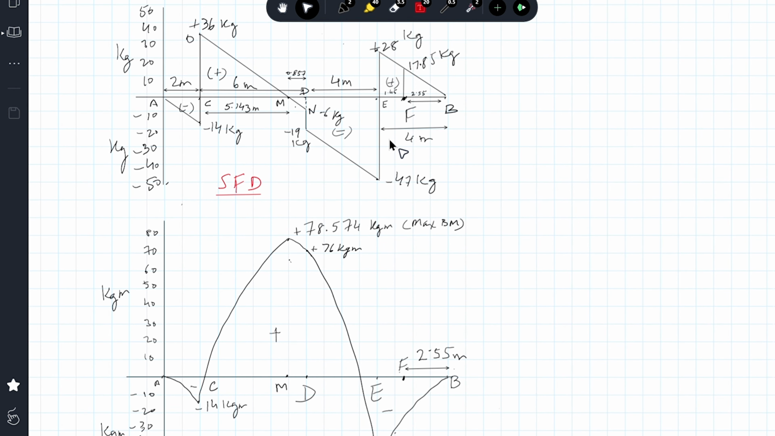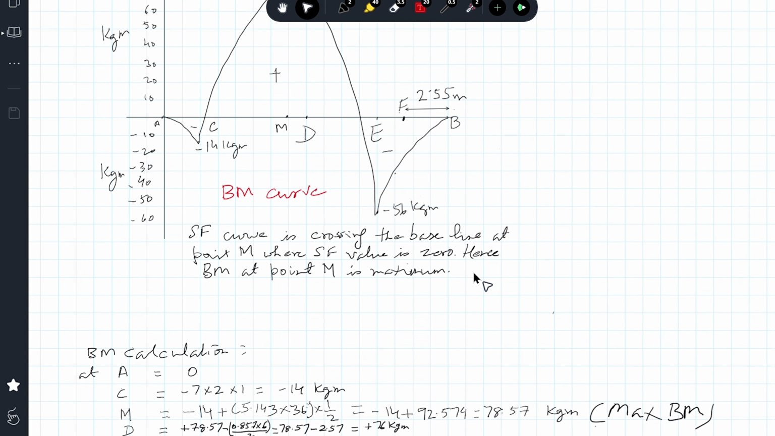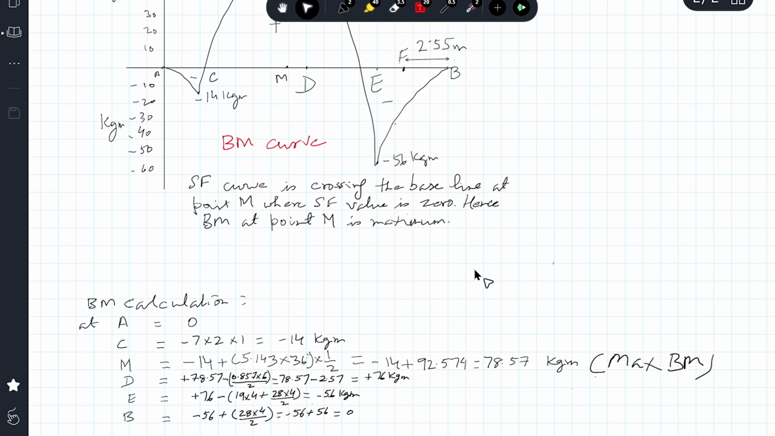Then the last one is this slanting line between E and B. Again, the slope is maximum here at E and becoming zero at B. So at E it will be nearly vertical going up, and then curving towards the horizontal at B. So the shape should be carefully drawn. Okay, thank you very much.